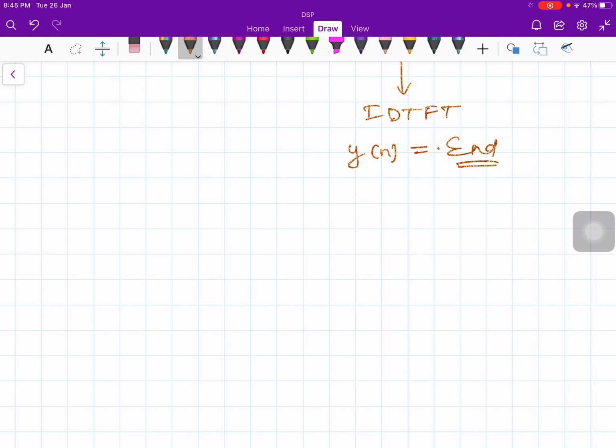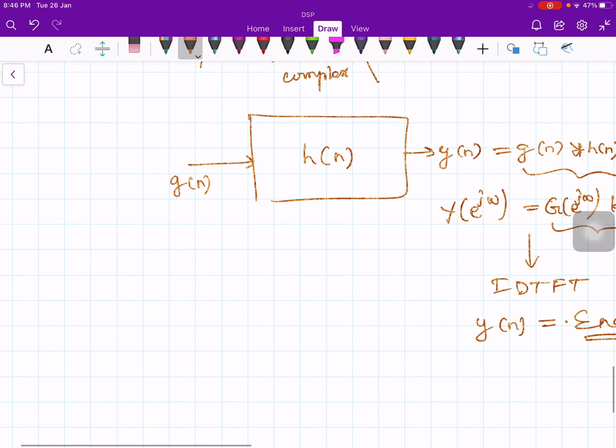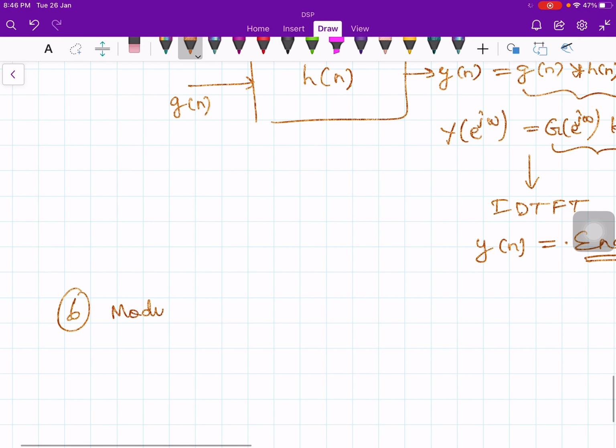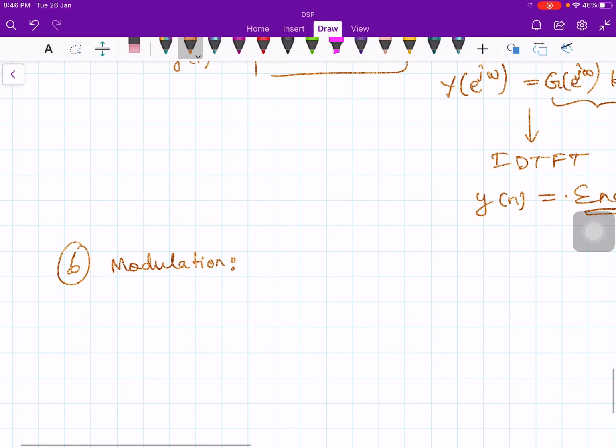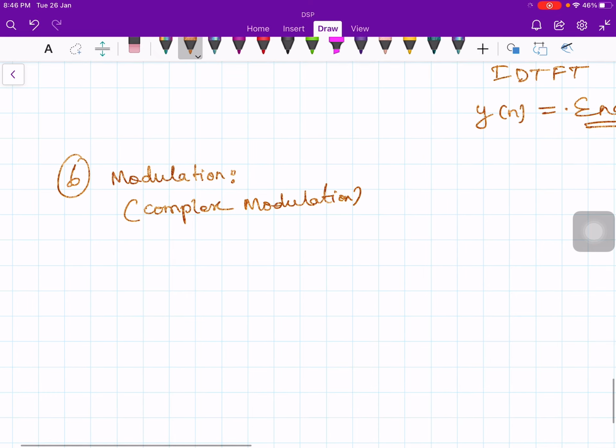Then let us look at the property known as the modulation property. So this is the fifth property. This also you can prove easily. Modulation or complex modulation. No, it is not complex modulation, complex convolution. I am sorry. Why is it complex convolution? I will tell you. Because now you are going to do the convolution in the frequency domain. In the frequency domain, the expressions are in complex form. So that is why this is called a complex convolution.